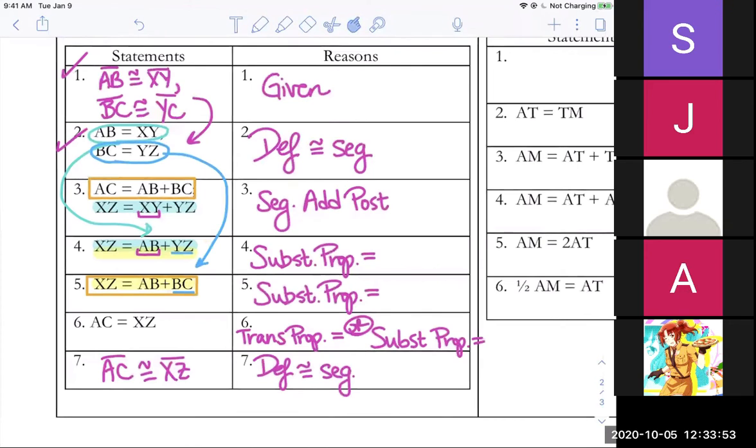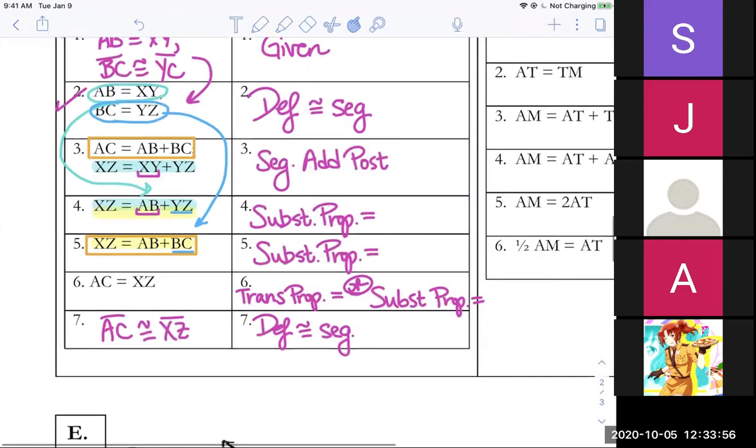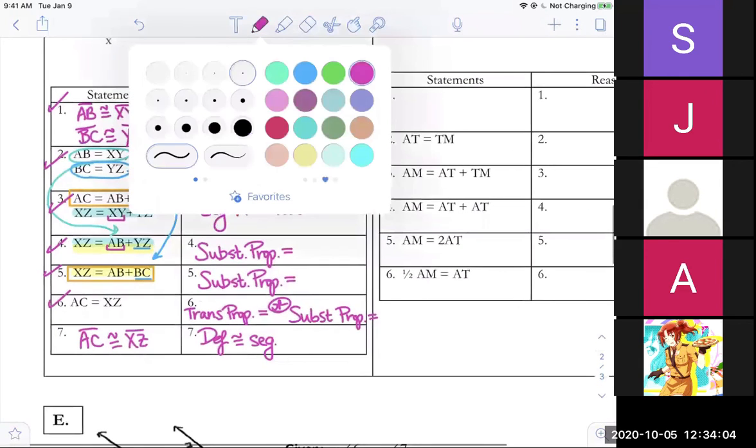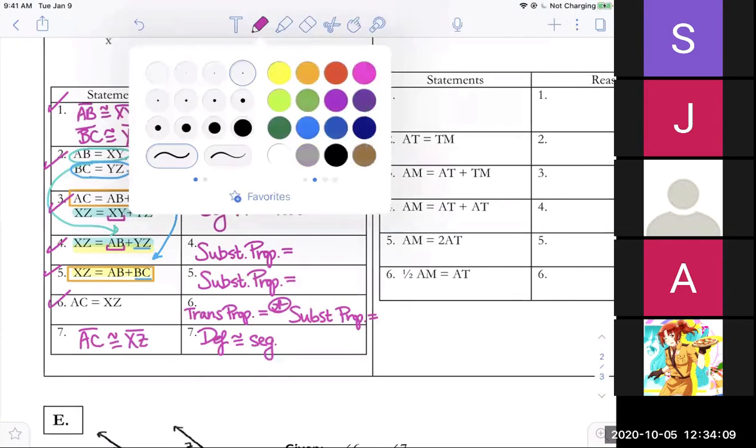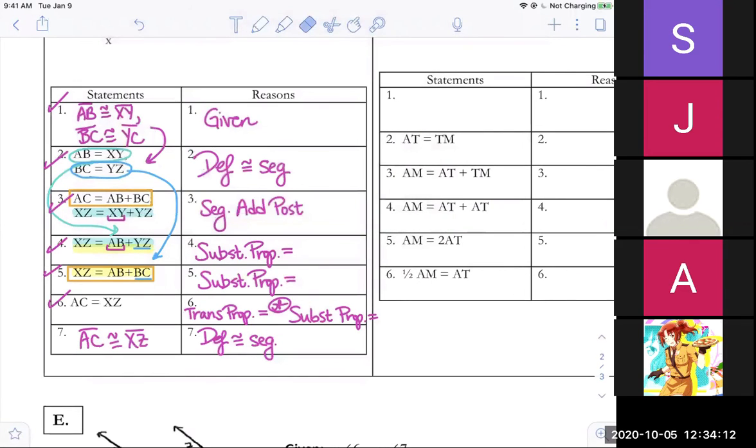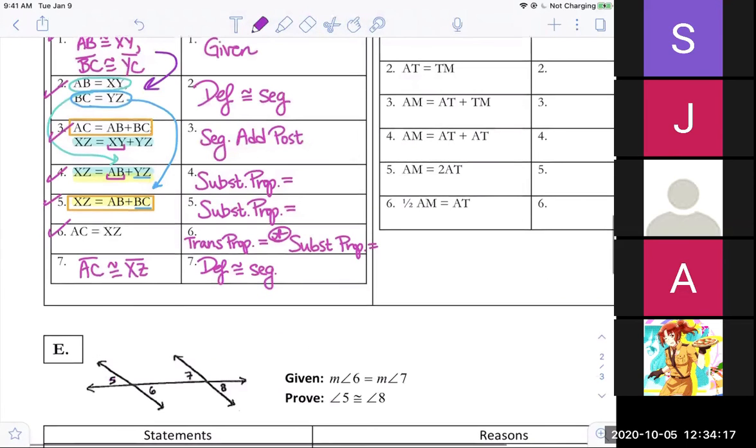So again, by the way, we used 3, 4, and 5 all kind of mixed together there to get step 6. 6 is leading us to 7 because, for a color I haven't used, purple, in step 1, we said that the segments are congruent, therefore their lengths are equal. And then in step 6 to 7, we're saying the lengths are equal, therefore they're congruent segments. Again, definitions are biconditional, so you can either go from equality to congruence or from congruence to equality. So you'll see that at the beginning and at the end on this one.